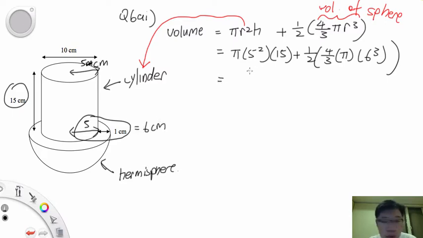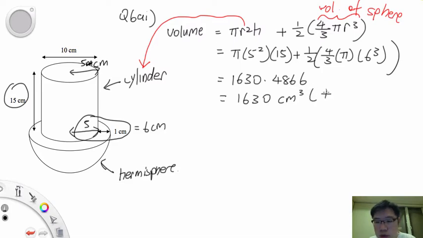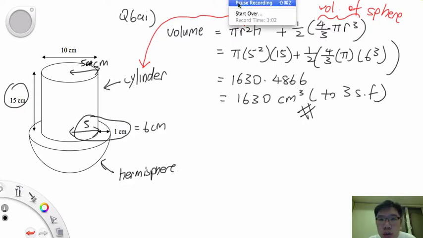Use your calculator and press. Don't round off immediately. Always write at least 4 decimal places, so that you may need to use this value for the remaining part of the question. Then the last step, you give your answer up to 3 significant figures. So this is for 6A, part 1.